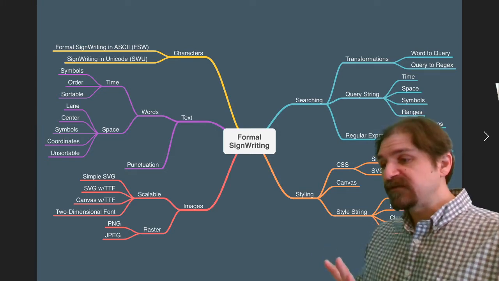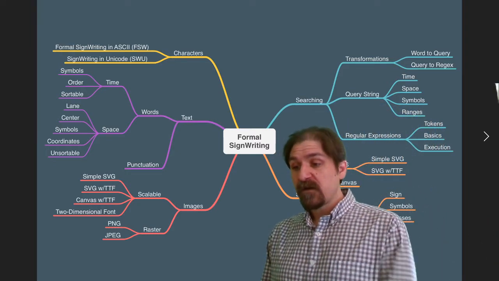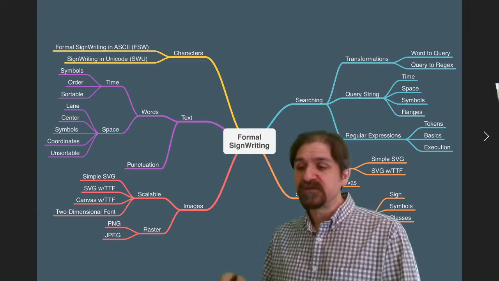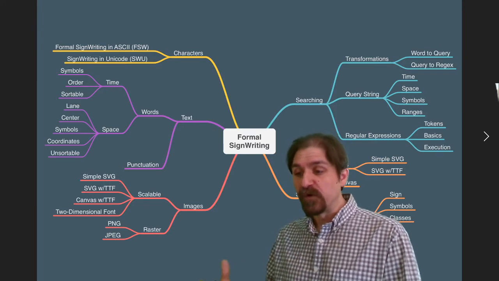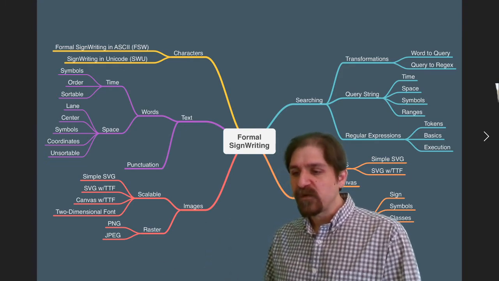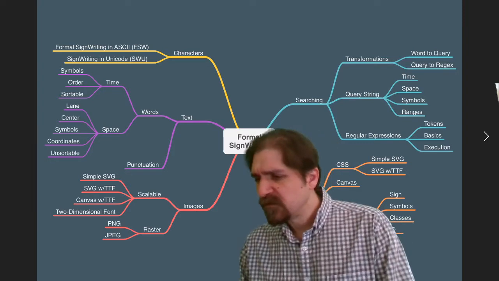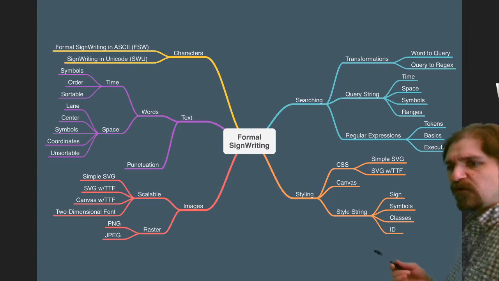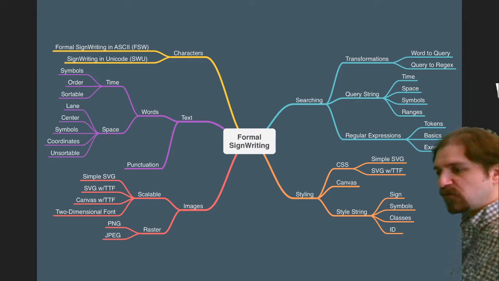Formal signwriting. Now that we have all the technology out of the way, we actually have to apply it to what is formal signwriting. And the first part we have are the characters. We have the formal signwriting in ASCII, and we have the signwriting Unicode. Those are the characters that we're using, and I'll show those in a minute. For formal signwriting, we also have text, which is basically sign text, which is made up of words or signs, and punctuation, which divides our signs into sentences. When we're talking about formal signwriting, we also have images, which are scalar or raster. We'll cover those more in detail. And then the higher level topics for formal signwriting, we have our searching and we have our styling. This is where the regular expressions come involved for the searching. And for the styling, that is where the cascading style sheets and other technology layers come involved, and we'll cover those as well.